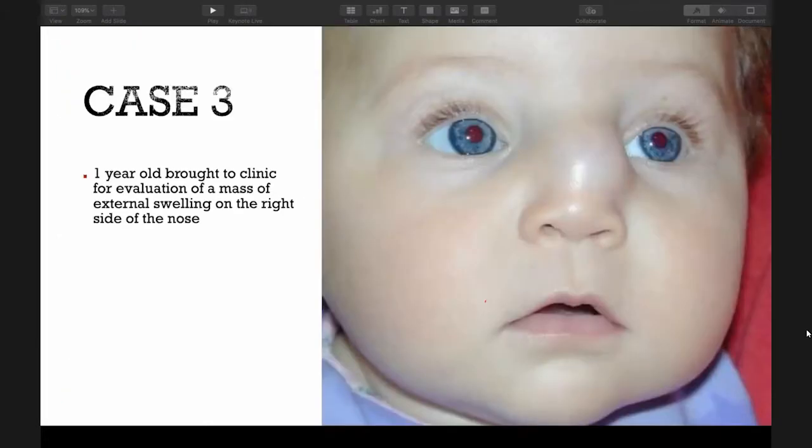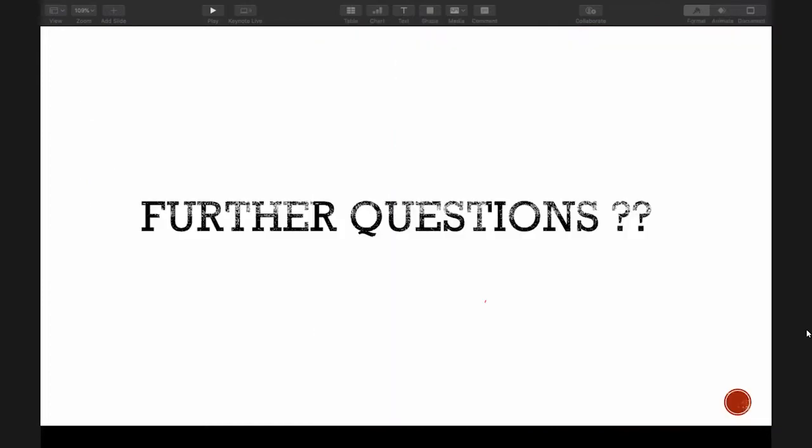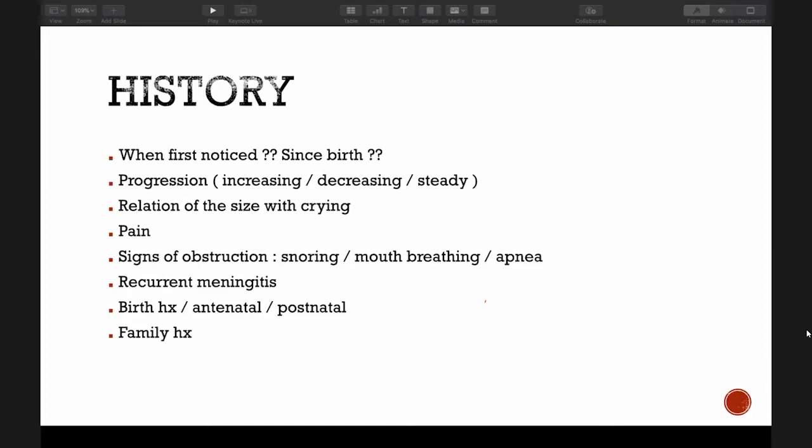We have a child brought to the clinic for evaluation of a nasal mass on the external surface of the nose on the right side. So what are the further questions? We will ask if it is congenital, so we have to know if it has been there since birth. Then we will ask about the progression, the relation of the size to crying, pain, any sign of obstruction, which includes snoring, mouth breathing, apnea, recurrent attacks of meningitis, and birth history, antenatal, postnatal, and finally the family history.